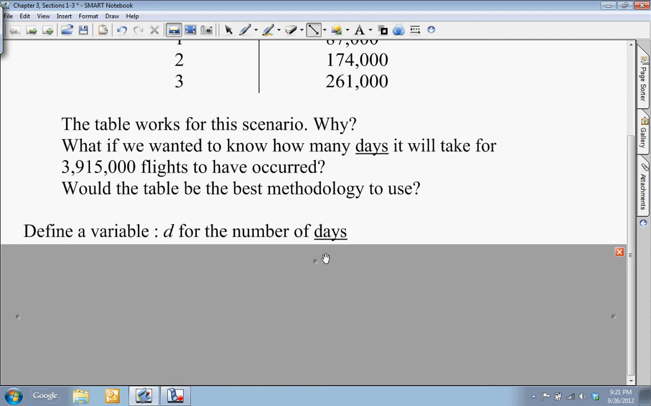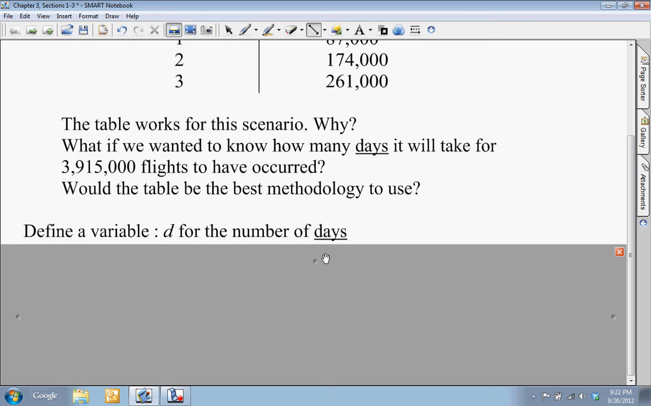In this instance, I'm going to use D for the number of days. And typically that's one of the strategies we use. When we name a variable, we typically name it using the first letter of what it represents. That way we automatically can remember, okay, D represents the number of days.